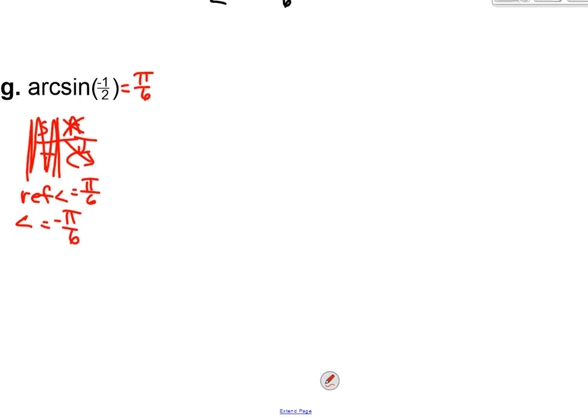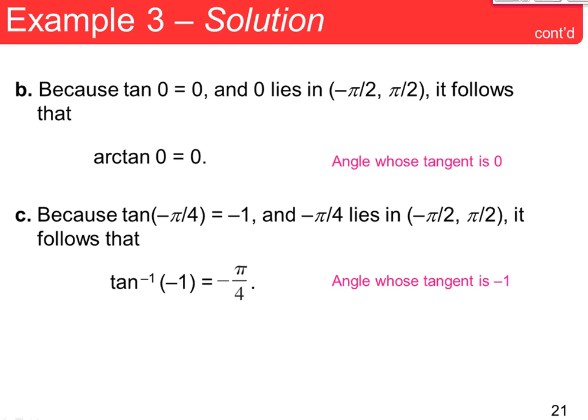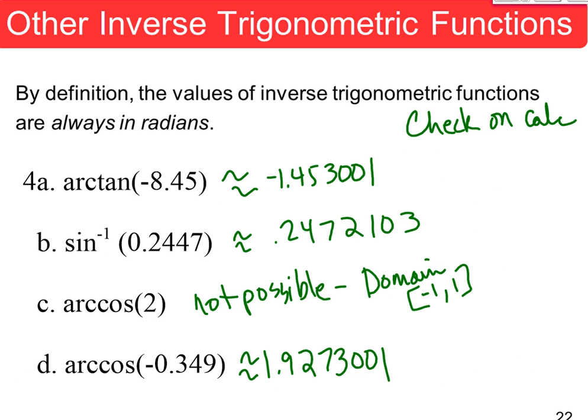Or, excuse me, I said -pi over 6, and then I wrote here -pi over 6. So really, the only time you have to do a lot with the reference angle is when it's cosine or arc cosine, because then you have to find that reference angle. Otherwise, if it's arc sine or arc tangent, it's either the positive angle or the negative angle at that reference angle.